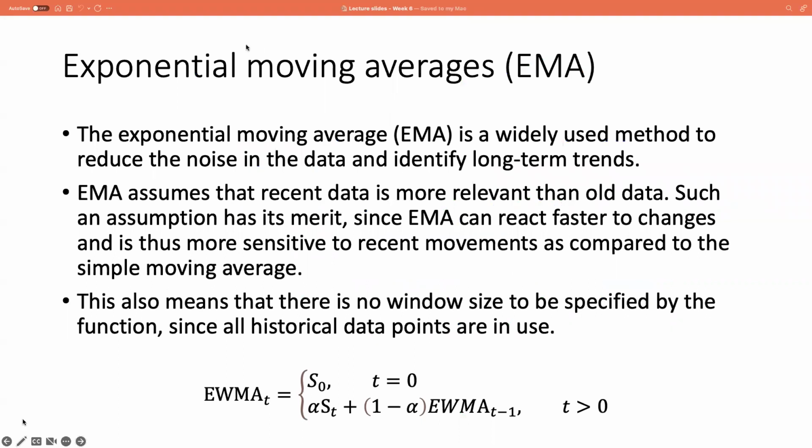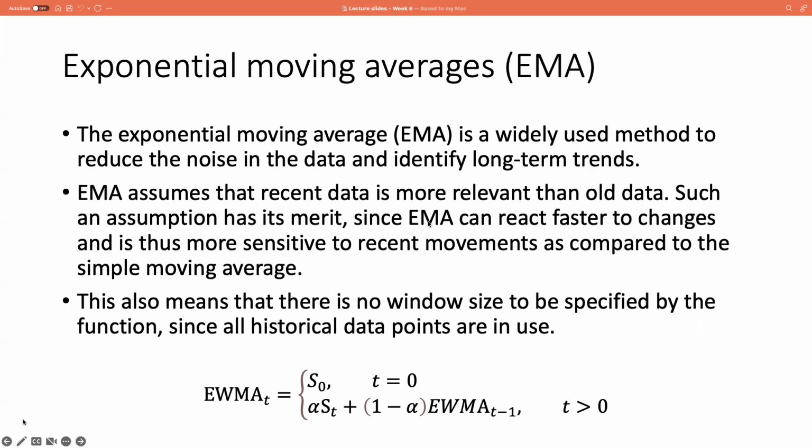And let's look at another type of moving average, which is called the exponential moving average. This is again another widely used method, and there's a key difference here. EMA, or exponential moving average, assumes that recent data is more relevant than old data. This contrasts with the previous method, which gives equal weightage to all the points. So there's an advantage here.